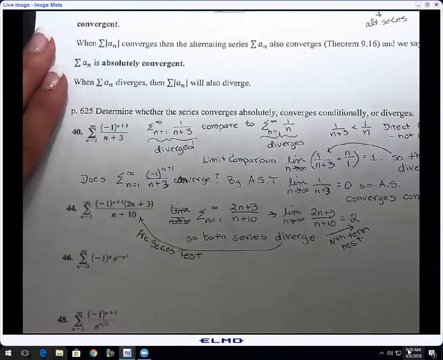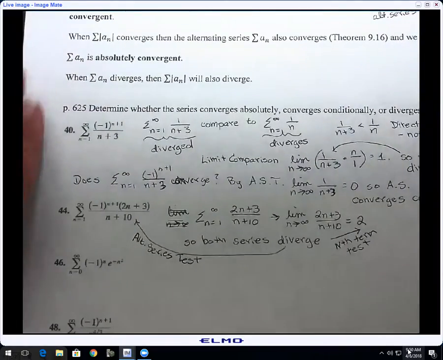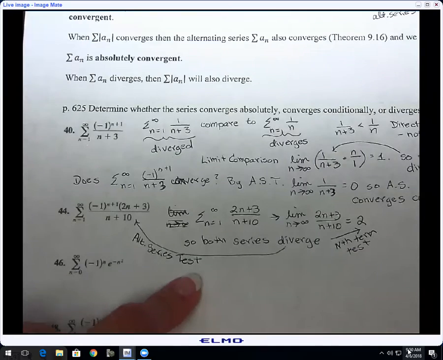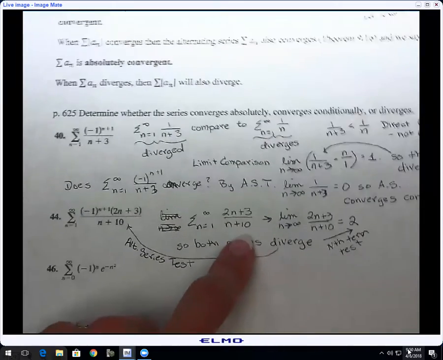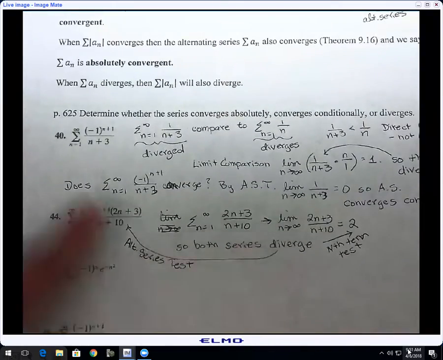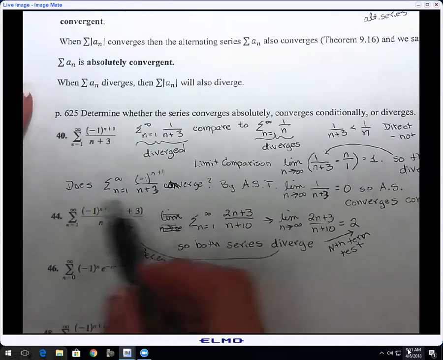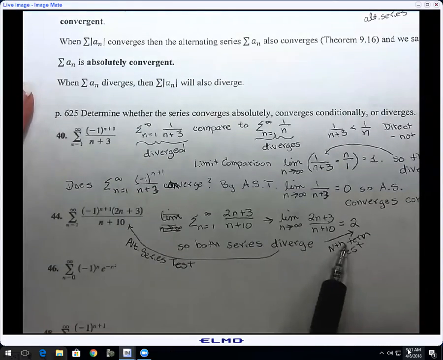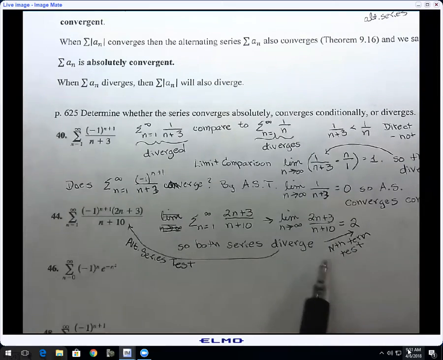The absolute value one doesn't diverge because of the nth term test. It diverges because of the statement above that says if the alternating series diverges, then the absolute value will also diverge. If this one diverges, then the absolute value will diverge. Taking the limit proves that the alternating series will diverge.